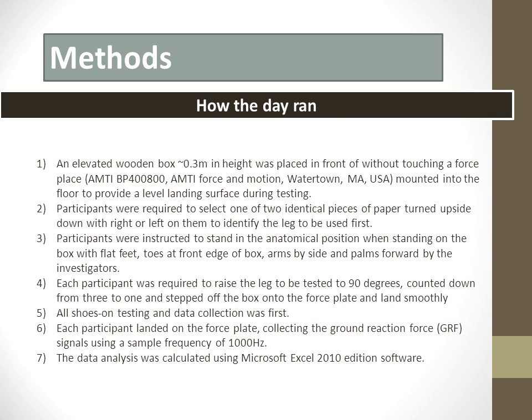Participants were then instructed to stand on top of the box in an anatomical position with their feet flat on the box, toes at the front edge, arms by their sides, and palms forward. Each participant then had to raise one of their legs up to 90 degrees, count down from 3 to 1, step off the box onto the force plate and land smoothly. Each of these tests was done with both shoes on and shoes off, and the shoes on was collected first.